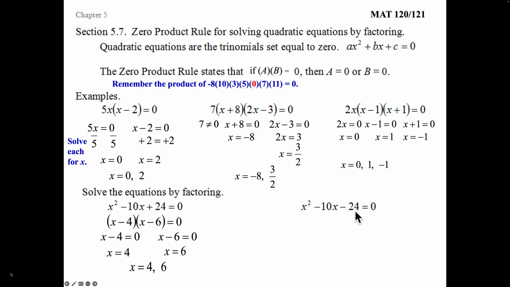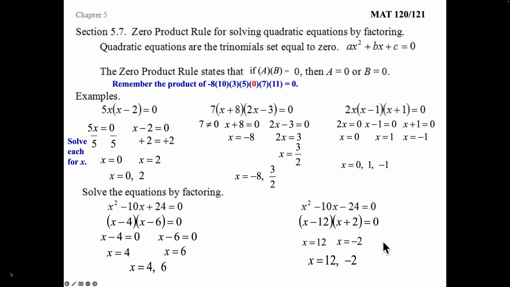x squared minus 10x minus 24 equals 0. Same numbers, but we just changed the 24 to a minus. So, minus, my signs are opposite. So one plus, one minus. What two numbers multiply to 24 and subtract to be 10? It's going to be 12 and 2. So we need the 12 with the minus sign, the 2 with the plus sign. Set those equal to 0. Add over the 12, subtract over the 2. There's my two answers for x.